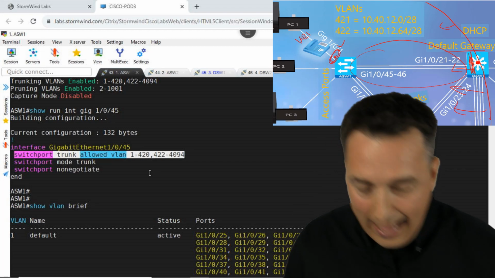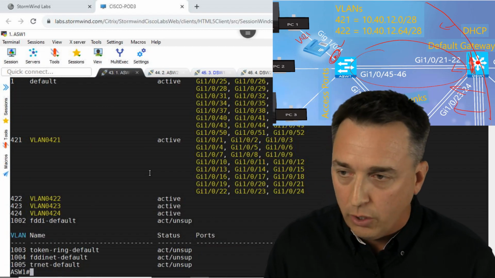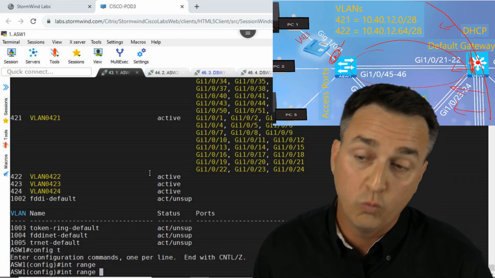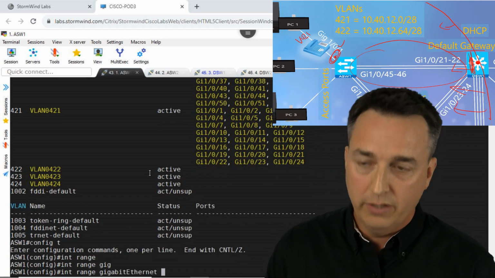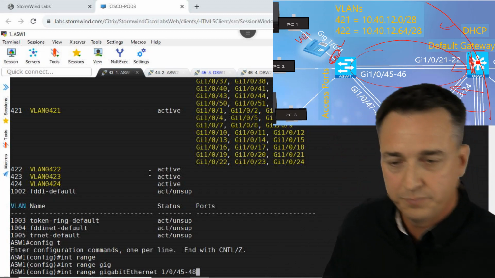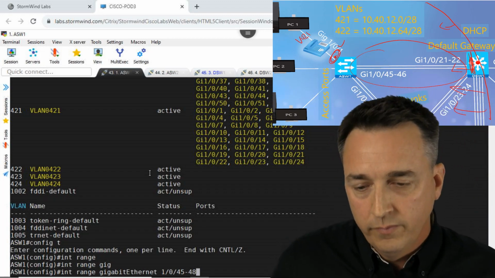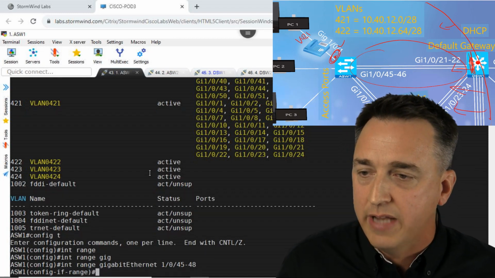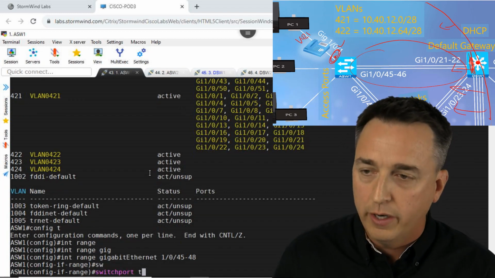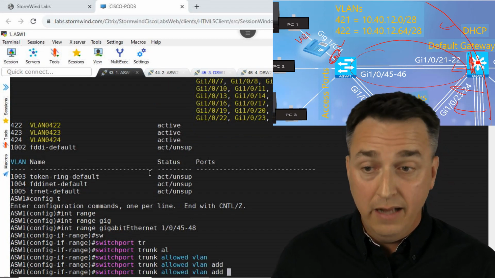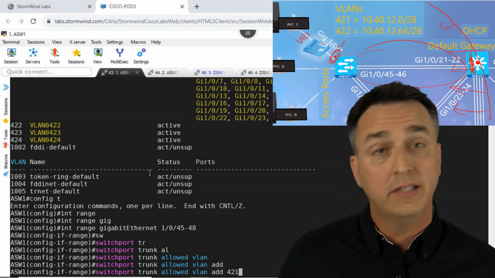So let's go ahead and add that back in. So I'll go to our interfaces. So configure terminal, interface range, gigabit Ethernet, 1/0/45 through 48. Okay. Yes, and a few of you have already provided the commands now. So we'll type in switchport trunk allowed VLANs add. Let's add back in 421 as an example.